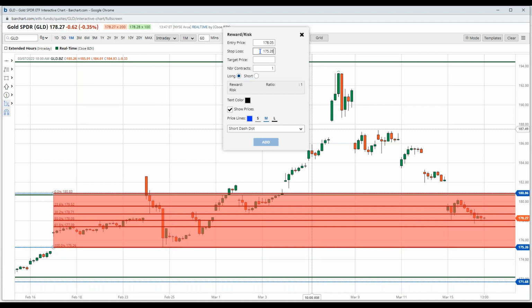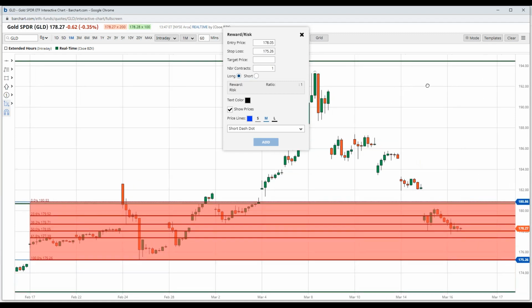175.26. What's our target? Well, we already picked our target based on that 68%. That looks like it's around 194.46. And what is our risk reward ratio? 5.88. Much better risk reward ratio.